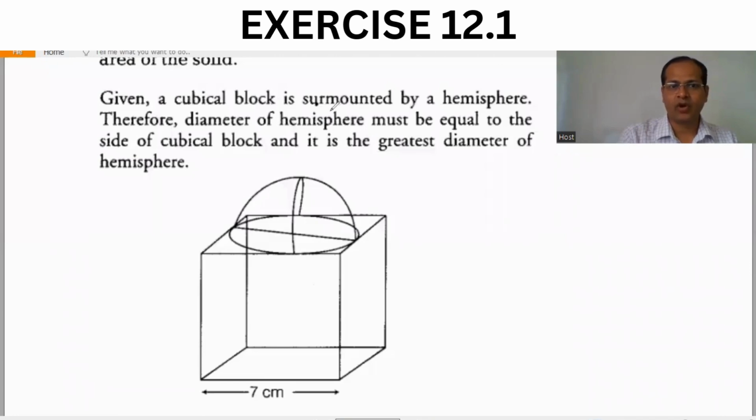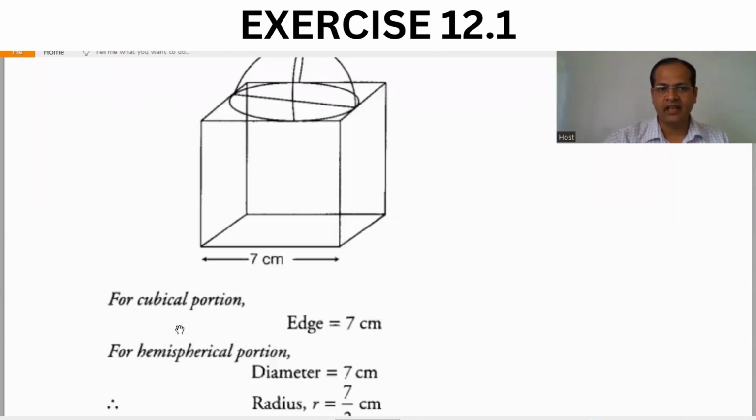It is given that the cubical block is surmounted by a hemisphere. So the structure is like this. This is the cube and this is the hemisphere. The diameter of the hemisphere must be equal to the side of the cubical block, and it is the greatest diameter of the hemisphere. Now this is 7 centimeter, then definitely the cube's edge is 7 centimeter, this is 7 centimeter, and this is also 7 centimeter. For the hemisphere, the diameter is 7 centimeter, so the radius is 7 by 2 centimeter.